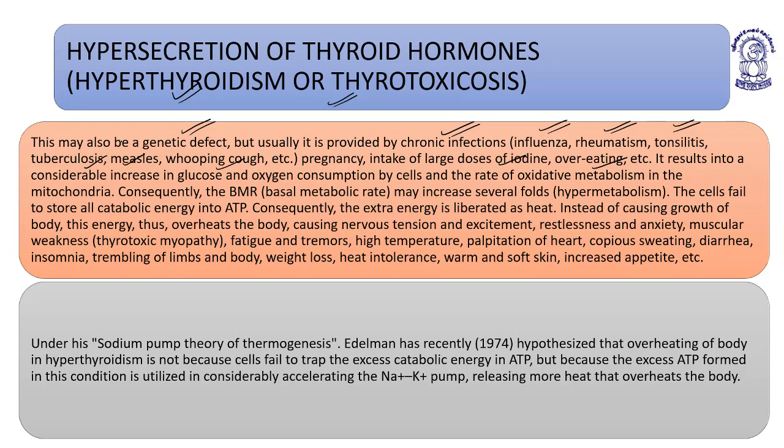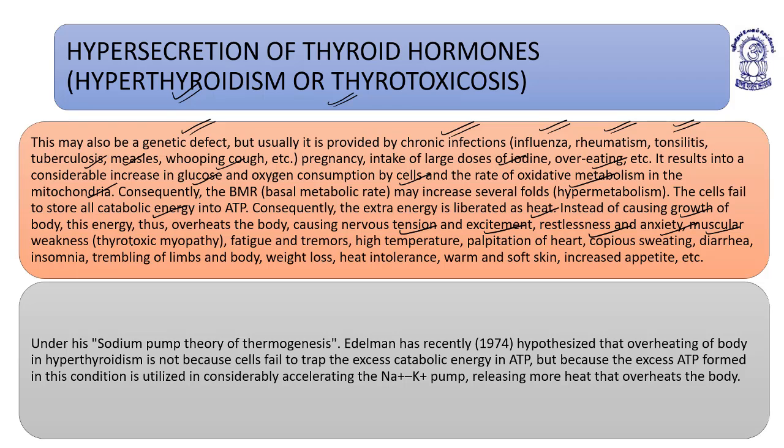It results in a considerable increase in glucose and oxygen consumption by cells and the rate of oxidative metabolism in the mitochondria. Consequently, the BMR may increase several folds, hypermetabolism. The cells fail to store all catabolic energy into ATP. Consequently, extra energy is liberated as heat. Instead of causing growth of the body, this energy thus overheats the body, causing nervous tension, excitement, restlessness, and anxiety.